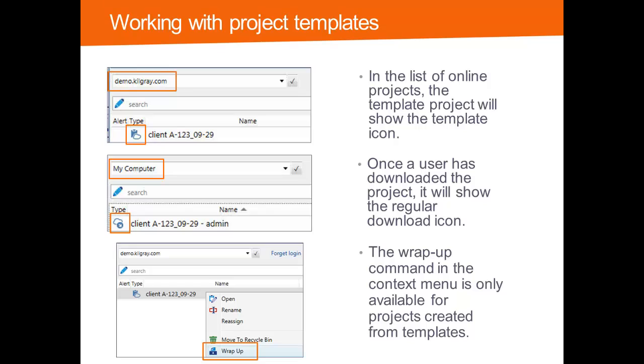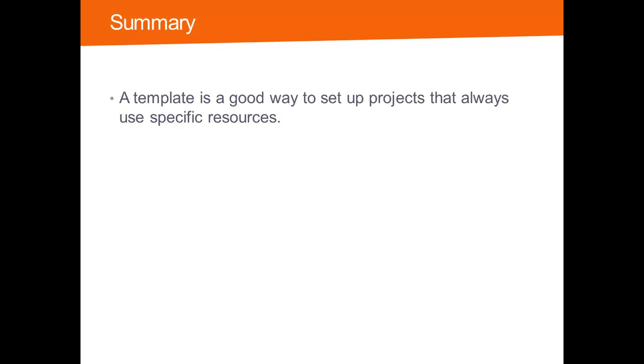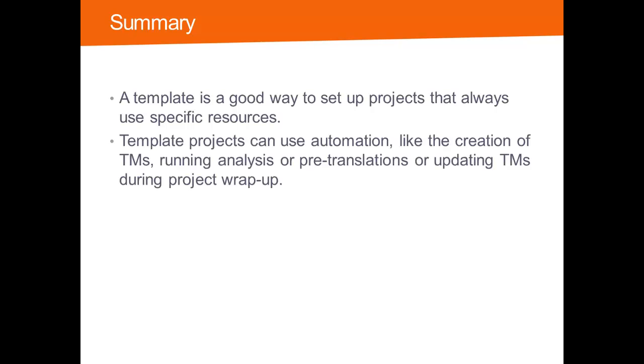The wrap-up command in the context menu with automation is only available for projects created from templates. This would then automatically run all the tasks you have specified in the automation of this template. A template is a good way to set up projects that always use specific resources. Template projects can use automation, like the creation of translation memories, running analyses, or pre-translation or updating translation memories during wrap-up.